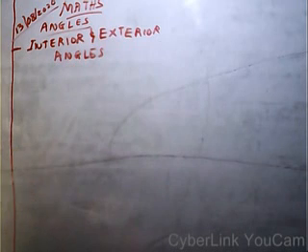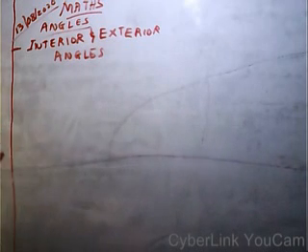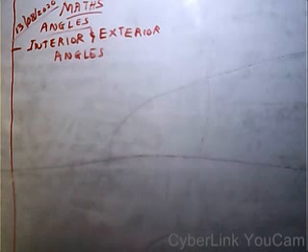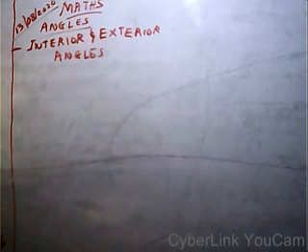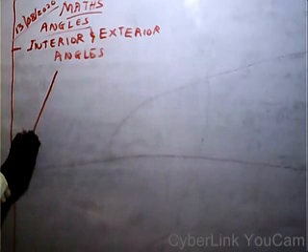Interior decoration and exterior decoration. The decoration you have inside your house is the interior decoration, and the decoration that you have outside, your flower pot that you have outside, is the exterior decoration. So the same thing is applicable here. Interior angles are formed inside, while exterior angles are formed outside. Now let me give you the diagram for that.